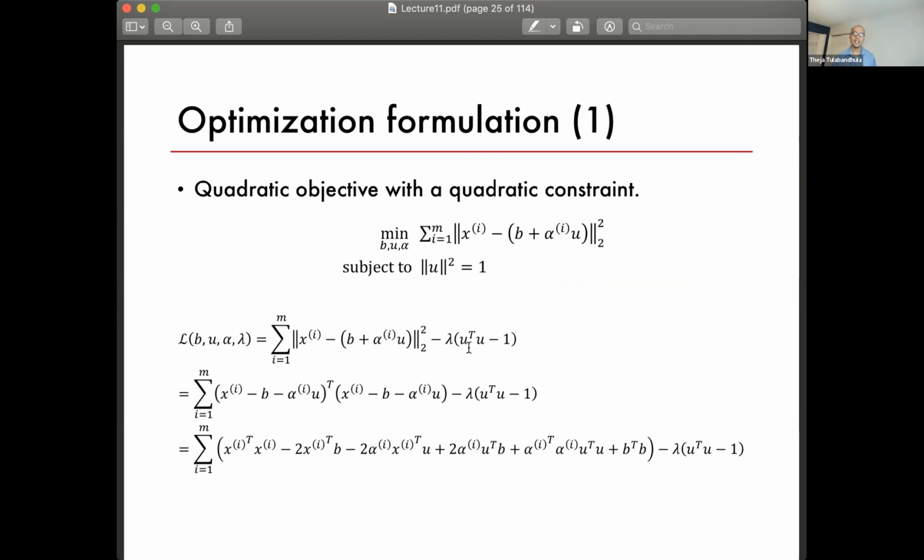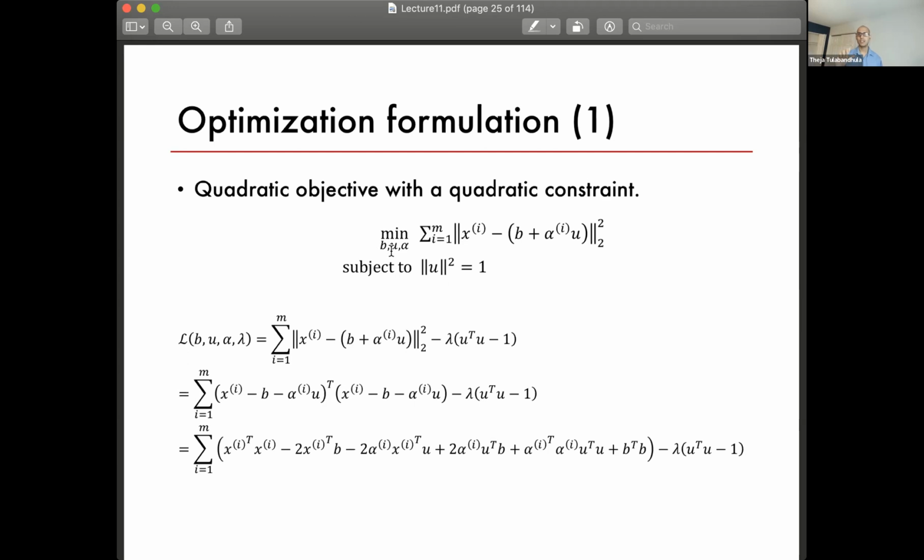Now what we did is define an objective, which is written here. We need to find b, u, and alphas. For the alphas there's no constraint. Alpha i for each data point can be positive or negative or whatever; it's just a real number. The point b itself can be any point in Rn, so b is also fine.